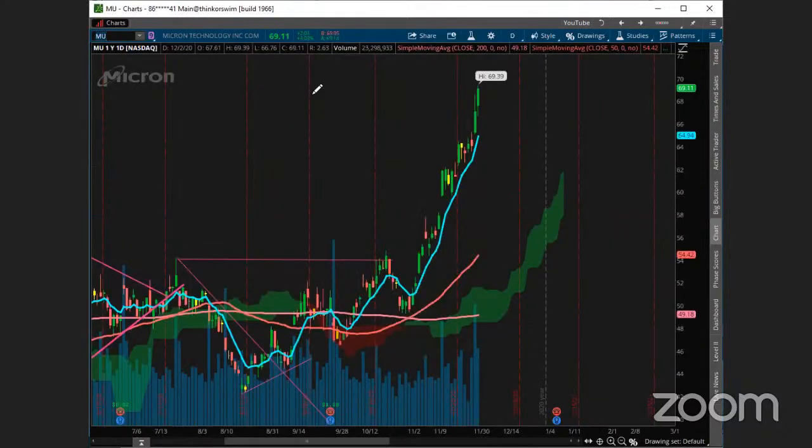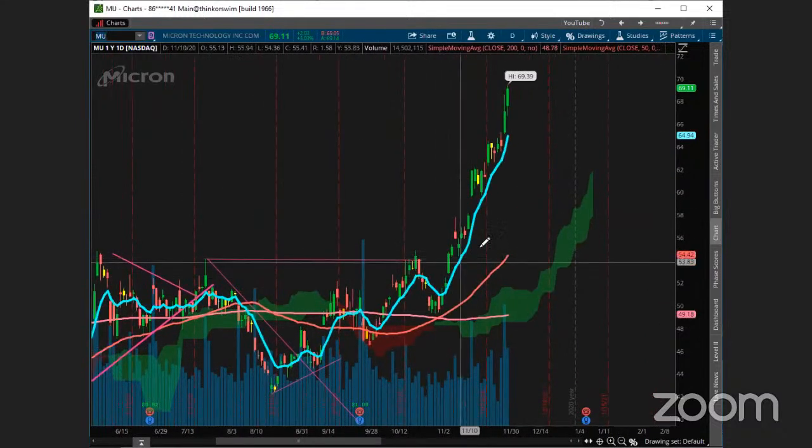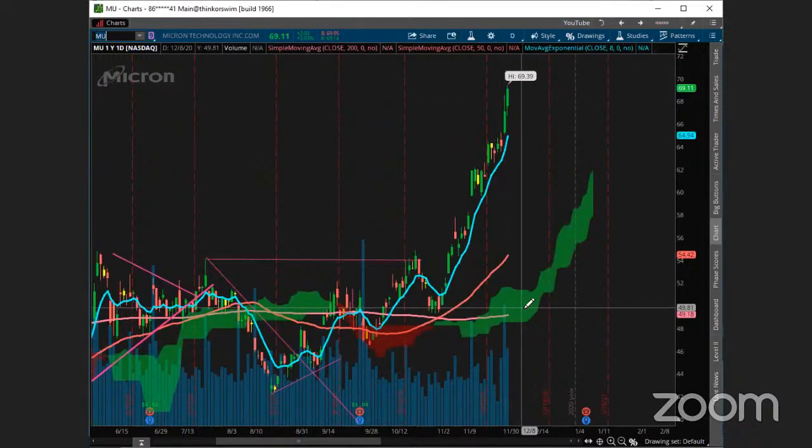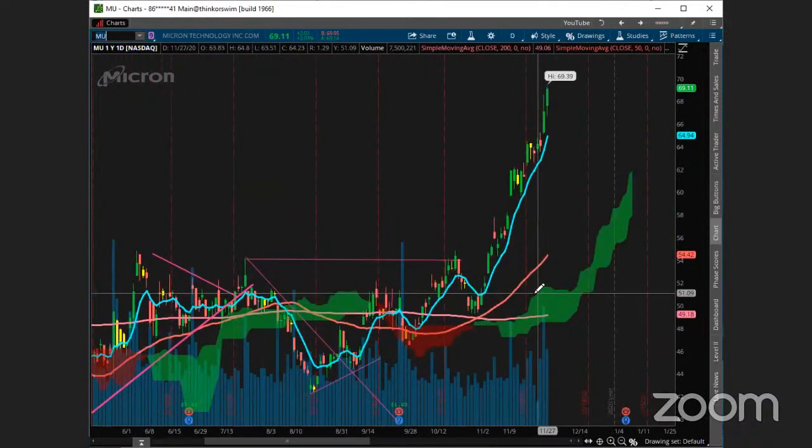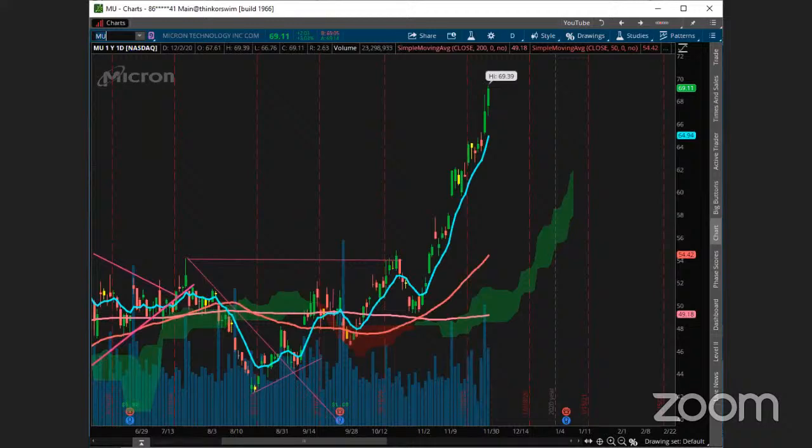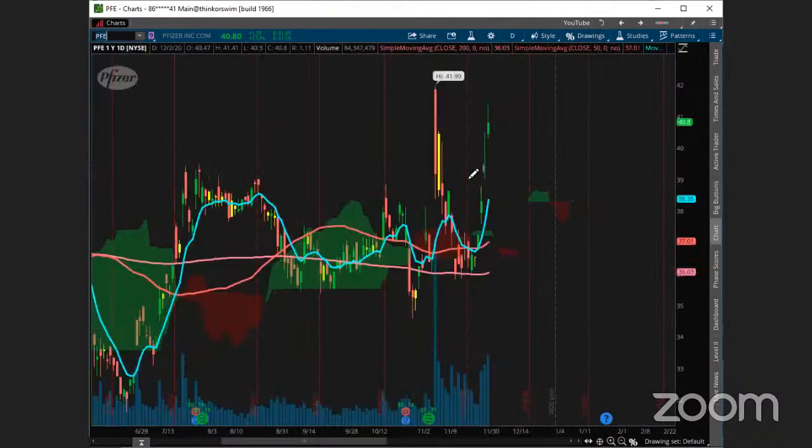MU has been pretty decent recently, actually pretty amazing, right? So it got through a lot of levels that, it gets tight and goes, gets tight and goes, gets tight and goes, which is pretty rare for MU, right? We typically don't see this, but it's been pretty hot recently. Got an upgrade this morning too. So nice stuff there. And then PFE with the vaccine news all the time here.